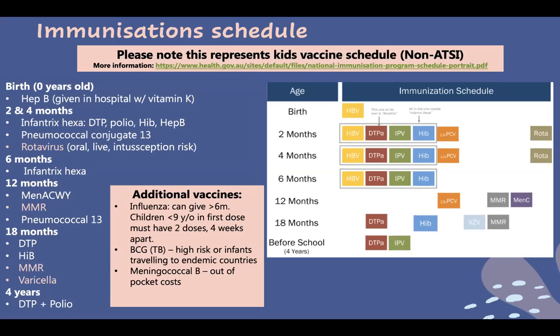TB can be given to people who are high risk or traveling to an endemic country. Like usually they'll use my country, which is Bosnia. So whenever you see Bosnia, they're trying to hint TB, just really annoying, but that's fine. So meningococcal B, again, out-of-pocket costs. Okay.